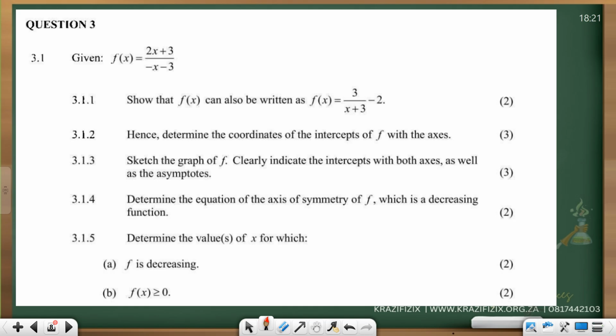Functions. We are now in the biggest part of the maths, paper 1 paper. Functions. 40 marks.